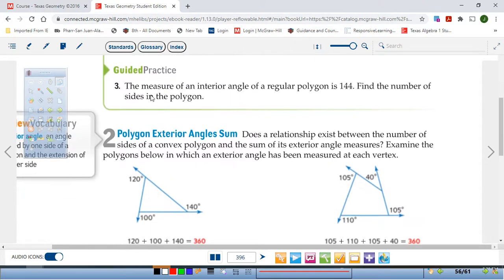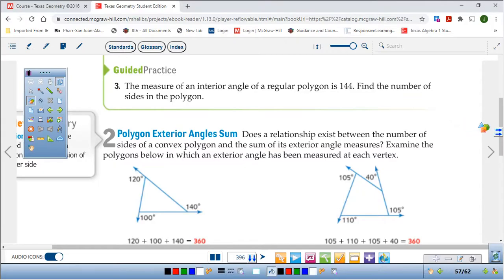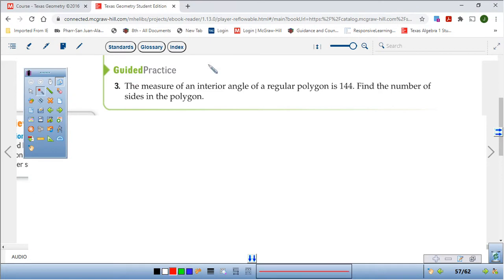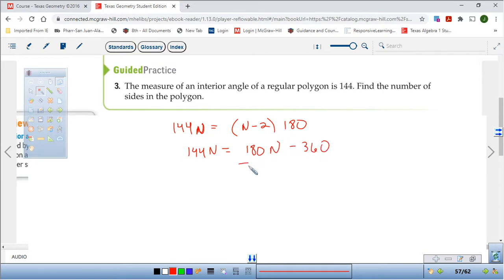Let's use that same idea here. The measure of the interior angle of a regular polygon is 144. Let's find the number of sides of the polygon. We're going to use the same thing: 144 times n, where n is the number of sides, is the grand total. We know the formula from earlier was n minus 2 times 180, so 144n is equal to distributing the 180, 180n minus 360. We'll subtract 180n from both sides, and this cancels out here.